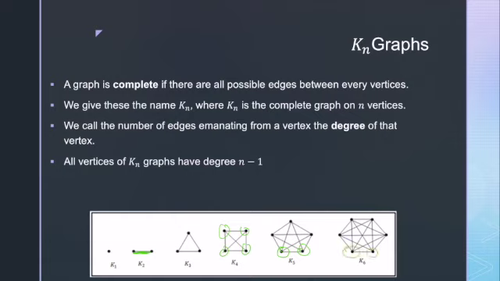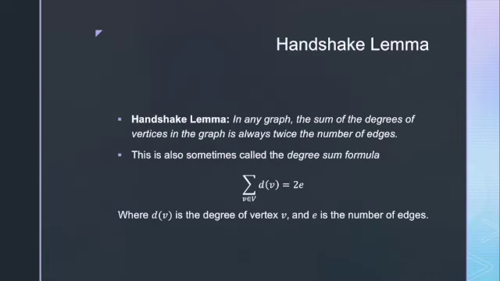The handshake lemma is that for any graph, the sum of degrees of vertices in the graph is always twice the number of edges. So let's repeat that again. In any graph, the sum of the degrees of the vertices is always twice the number of edges. This is also sometimes called the degree sum formula. And that makes sense, right? Here I have one edge, but I have two vertices, so it's a 2-to-1 ratio. Here I have 3 edges and 3 vertices.